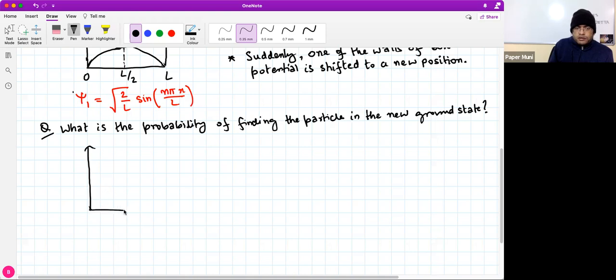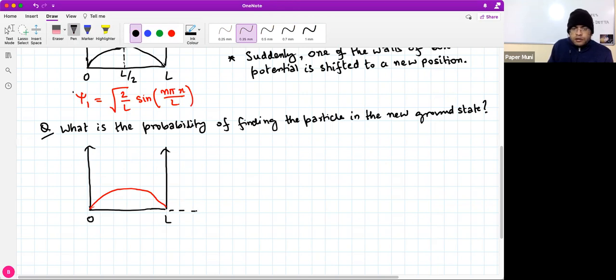So this is, say, the initial potential. Let me draw it again. This was the initial potential. Now the wave function was this. It was in the ground state, so the wave function looks like this. Let me draw it correctly. Whatever it is, I hope it makes sense. I cannot waste time on this. So this is 0 and L.